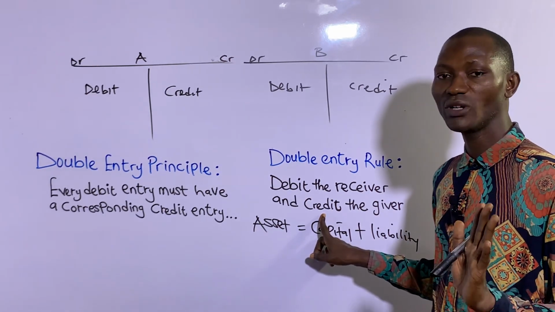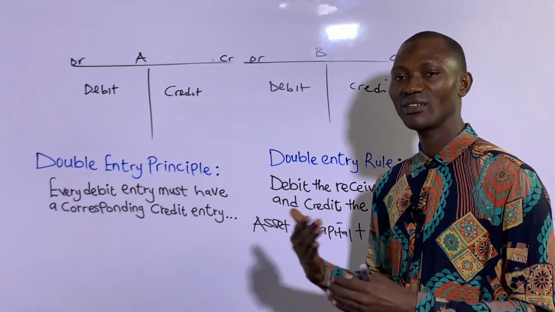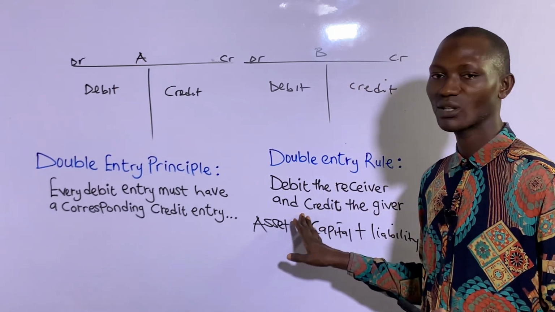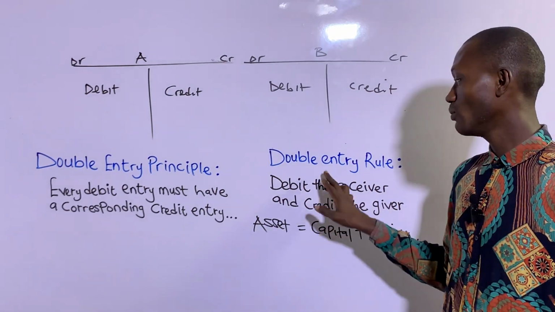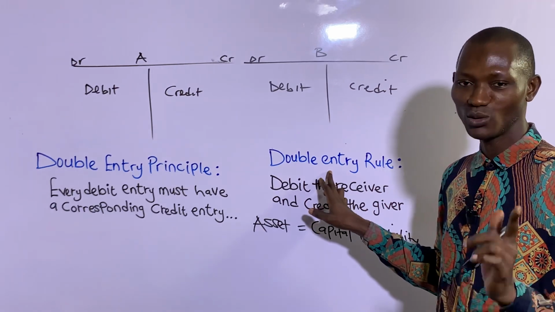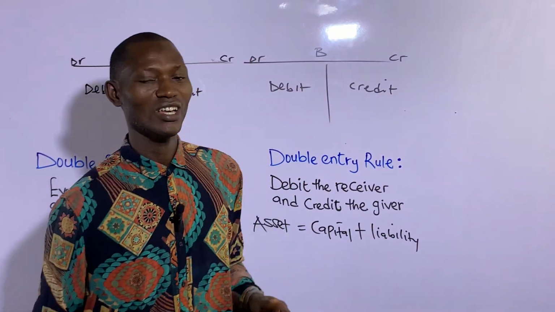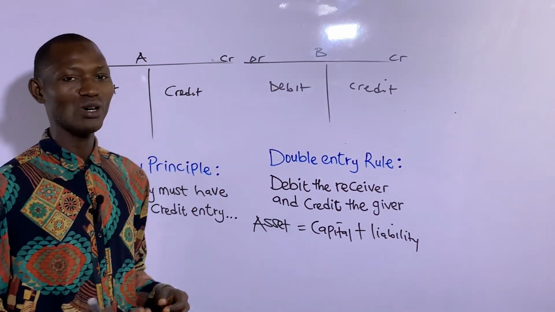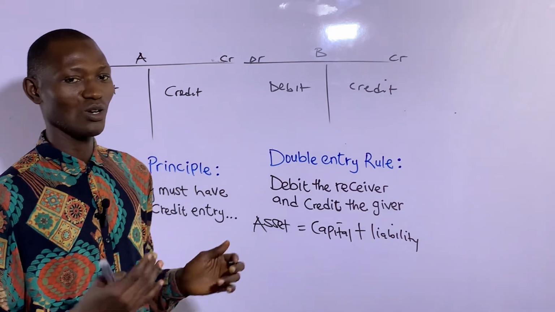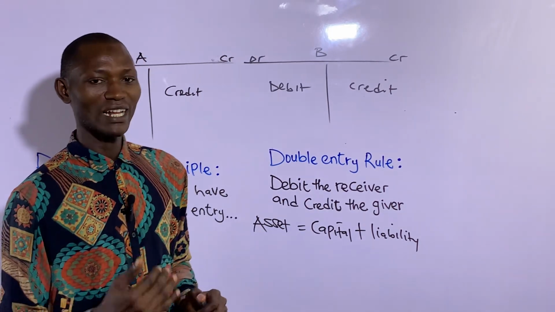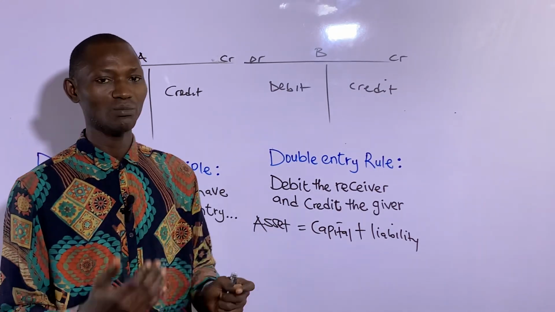So the double entry rule states that you debit the account of the receiver and credit the account of the giver, which is usually summarized as debit the receiver and credit the giver. Simple. So don't violate this double entry rule. But if you violate it, it's an error, and that error in financial accounting, we call it error of complete reversal of entry. Error of complete reversal of entry occurs when you have debited an account that ought to be credited, or you have credited an account that ought to be debited.